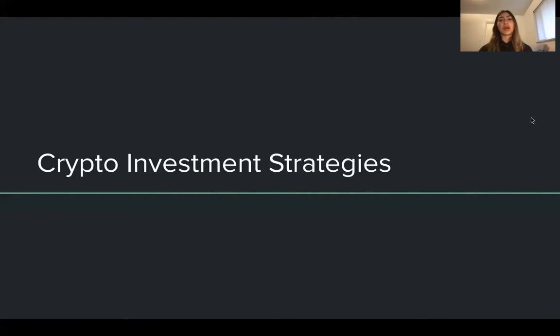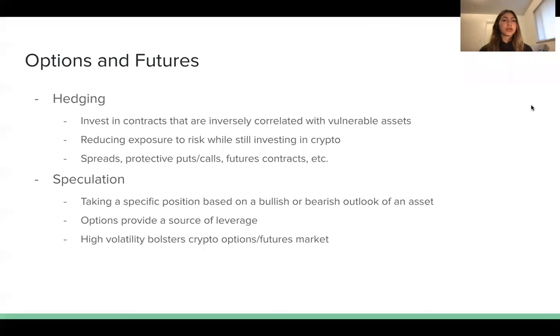So we're going to now talk about the different investment strategies that these platforms offer for the different crypto products available. So first, we'll focus on crypto options and futures, which mimic the traditional derivatives market on normal stock exchanges, except with cryptocurrencies as the underlying assets. And there's two main reasons why an investor would take part in options or futures for cryptos. The first is hedging. That's where you invest in contracts that are inversely correlated with the vulnerable assets in your portfolio in order to decrease risk.